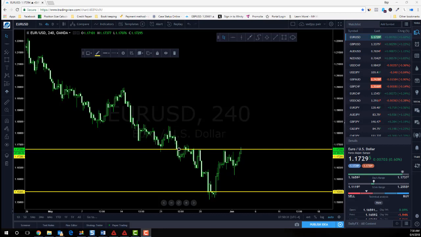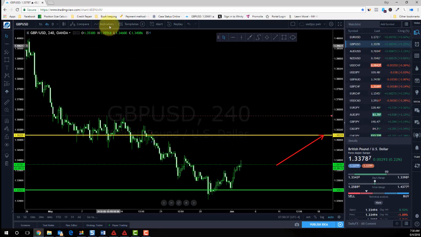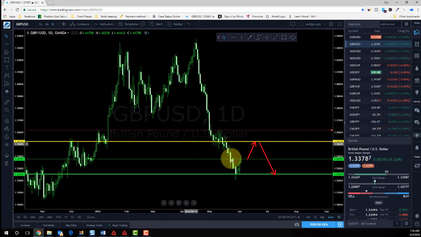All right, let's keep going. Now let's head over to the pound dollar. On the pound dollar here, let's go back to our daily chart. On the pound dollar, we do have some good trade setups over the next coming days. So again, just like the euro, we see price trending downwards. So we have a strong downtrend. We have a strong sell market at this point.